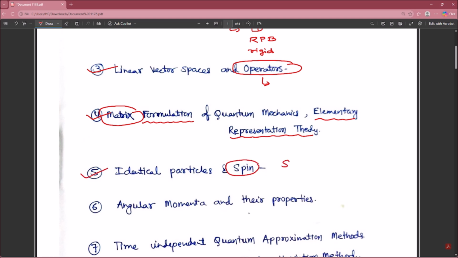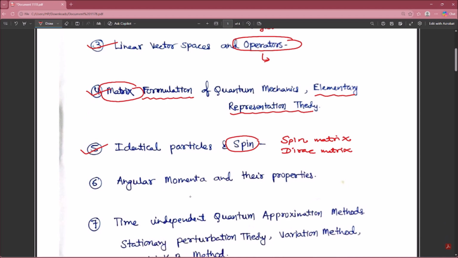The fifth one is identical particles and spin motion. We will see the spin matrix in this chapter, which is also called the Dirac matrix. The sixth one is angular momentum and its properties, angular momentum operators, and their properties like Lx, Ly, and Lz, their commutation properties and their functions.